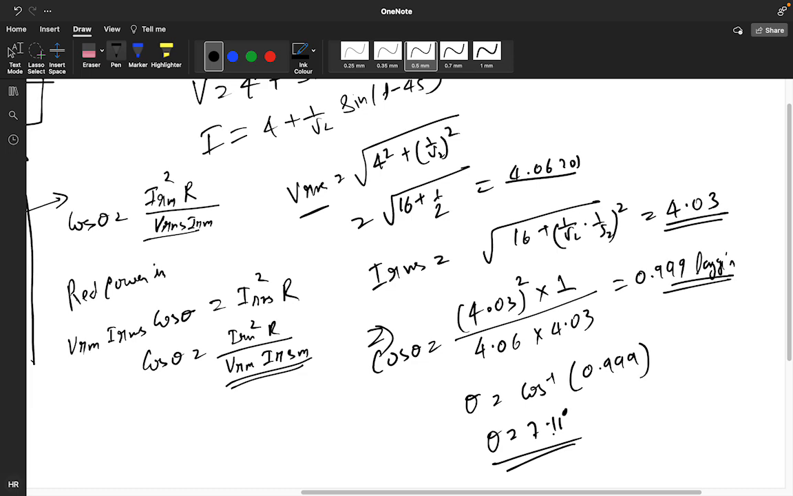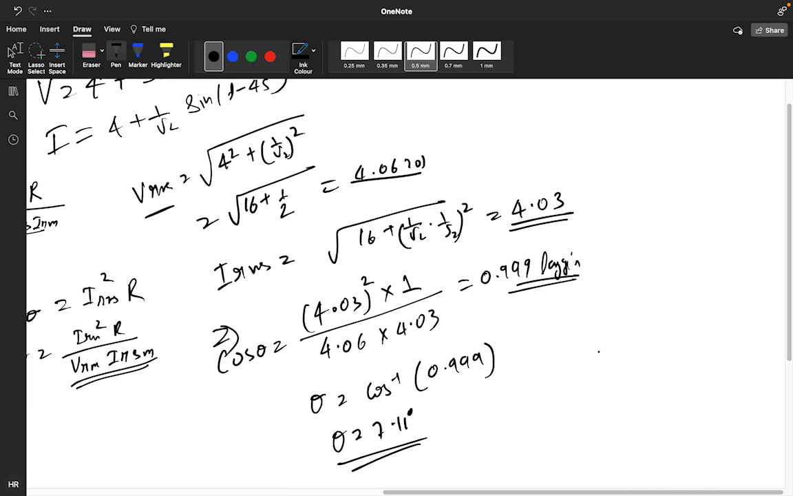So how will you represent it now? Your voltage and current will lag by how much angle? 7.11. Got this one? What we did? Understood, everyone?